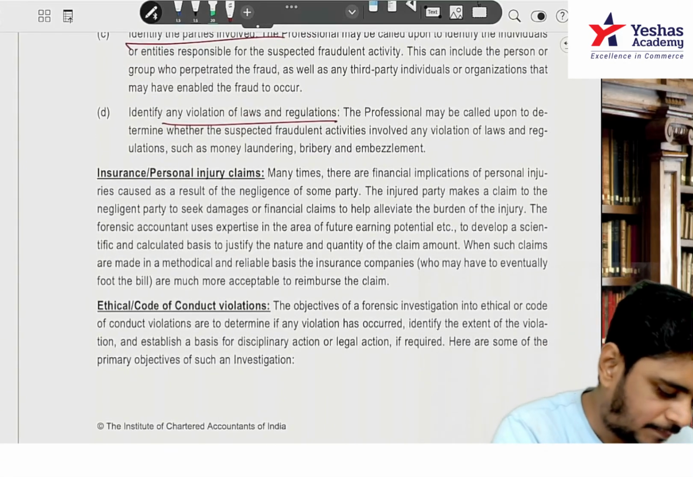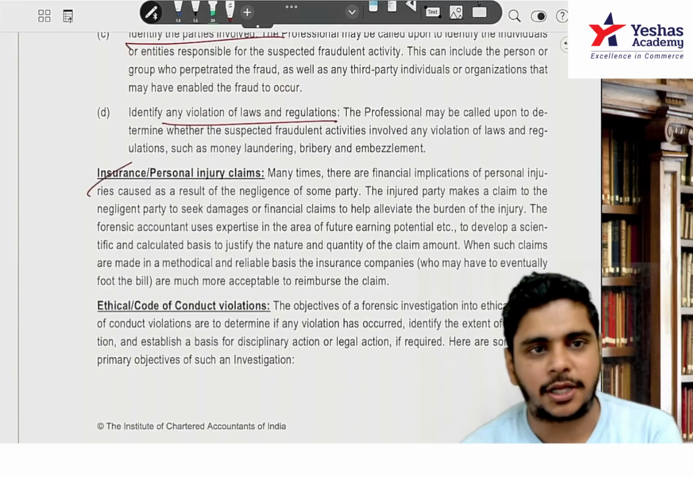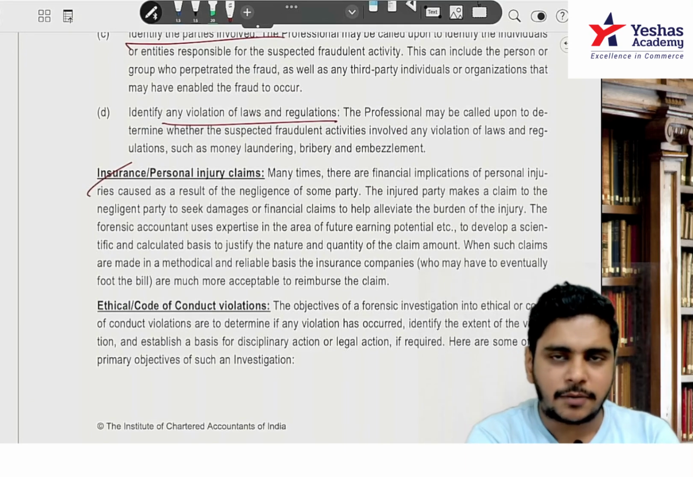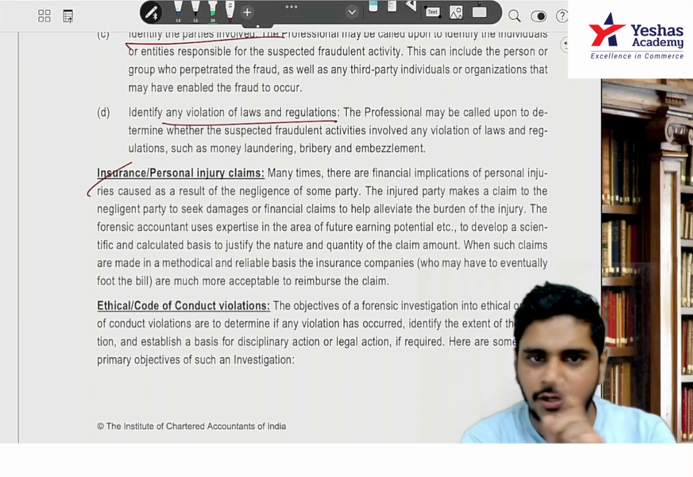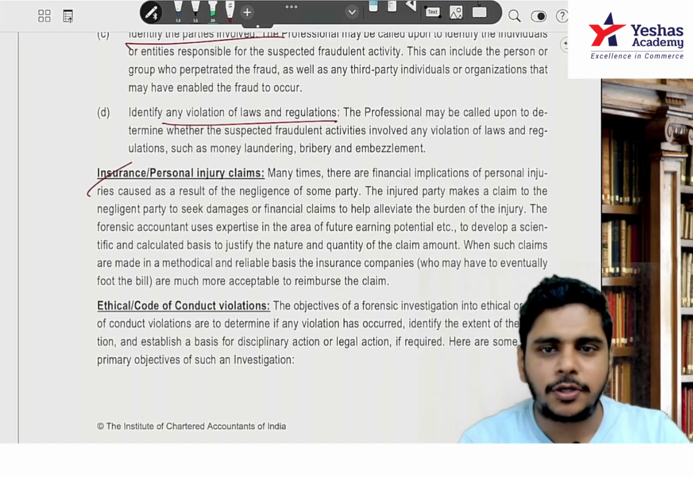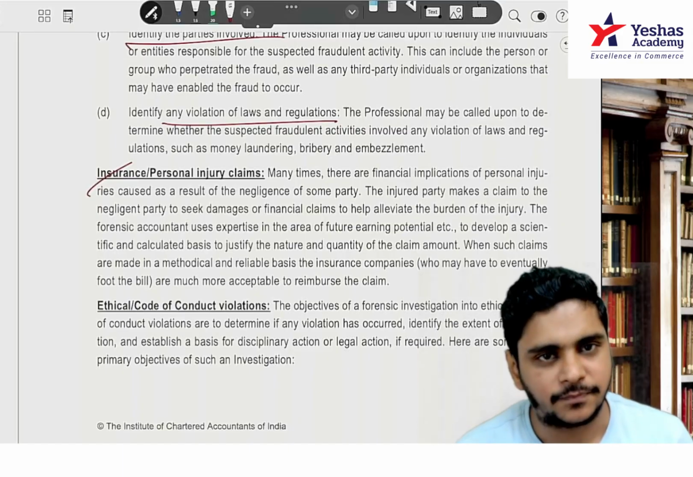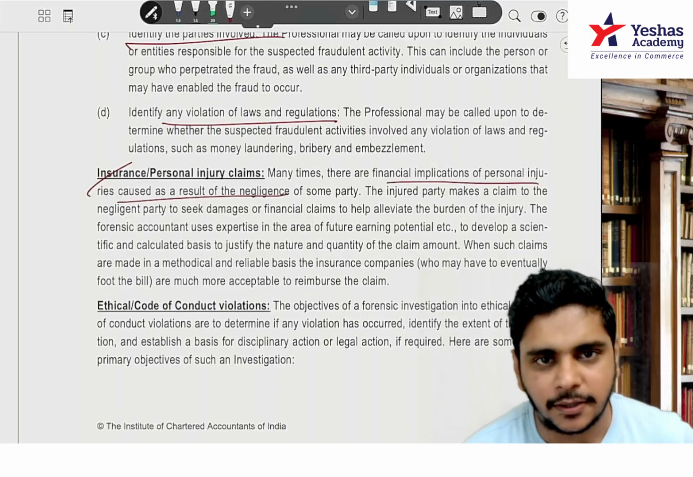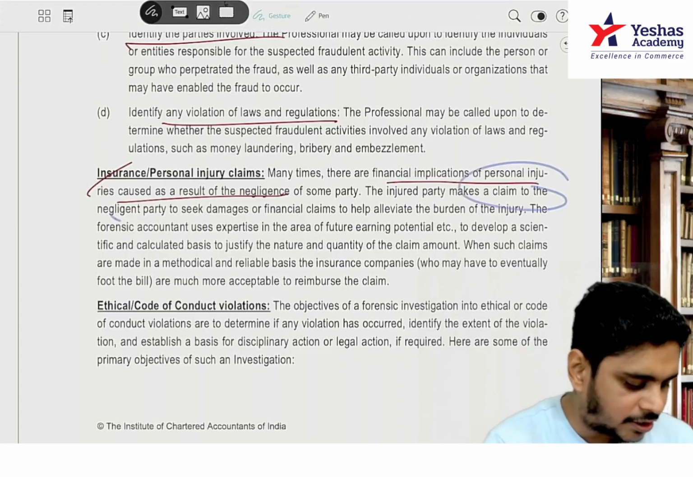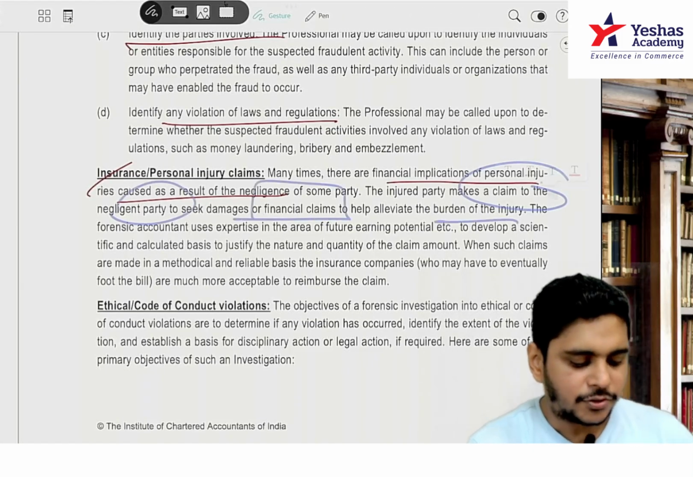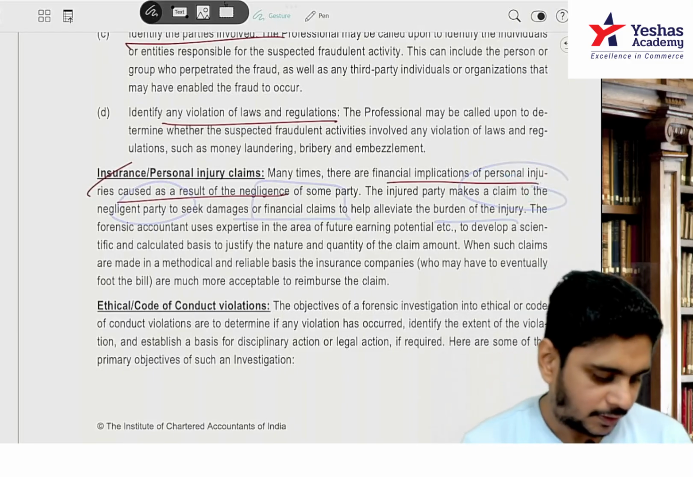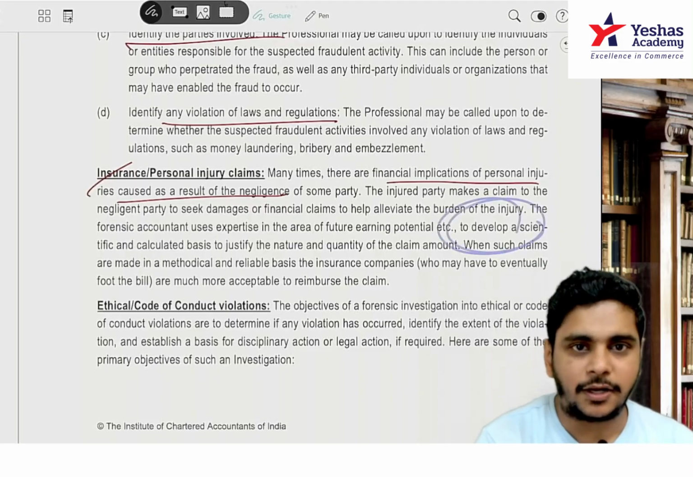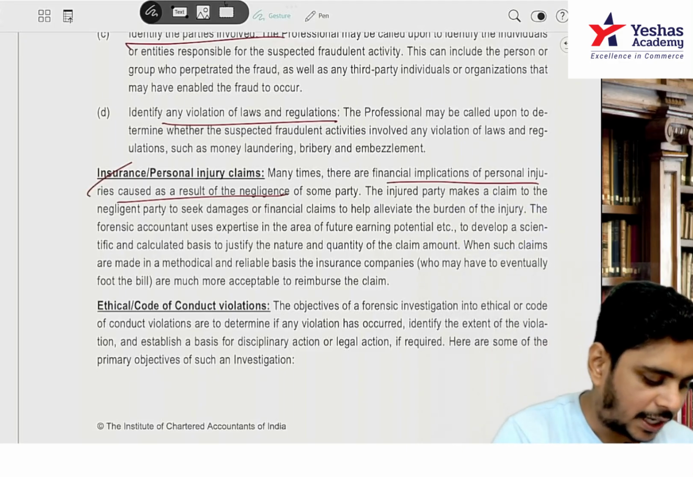Then any personal or insurance personal injury claims. Now if somebody is saying that I have suffered a loss, so insurance company, you give me the money. The insurance company is saying, no, sir, you have not suffered a loss. We need to verify. So there's a dispute going on. Your insurance company will appoint a forensic professional. So many times there are financial implications of personal injury caused as a result of negligence of some party. The injured party makes a claim to the negligent party to seek damages or financial claims to help alleviate the burden of the injury. Then the forensic accountant uses his expertise in the area of future earning potential to develop a scientific and calculable basis to justify the claim.